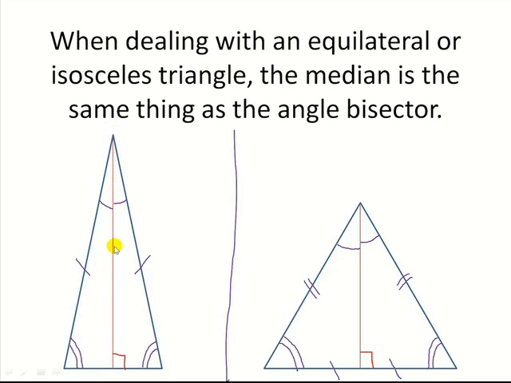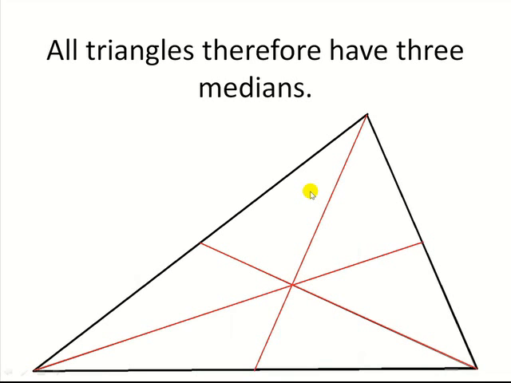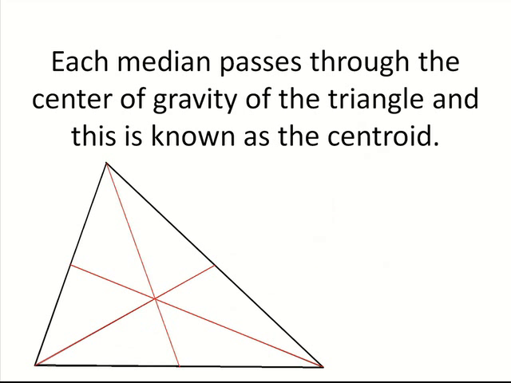In other words, this is the median because it comes to the midpoint, and it is also an angle bisector, and this is 90 degrees. You don't necessarily have that in a scalene triangle. Here we have a scalene triangle. All triangles, therefore, have 3 medians. Each median passes through the center of gravity of the triangle, and this is known as the centroid. So there you see the centroid.